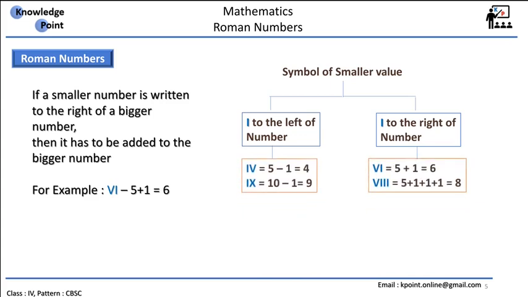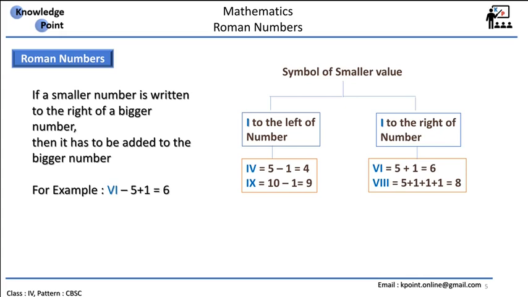Now here we will see some examples like IV. So I is to the left and therefore the value should be subtracted. 5 minus 1 is equal to 4. IX. I is to the left of X and therefore the value should be subtracted. That is 10 minus 1 is equal to 9.